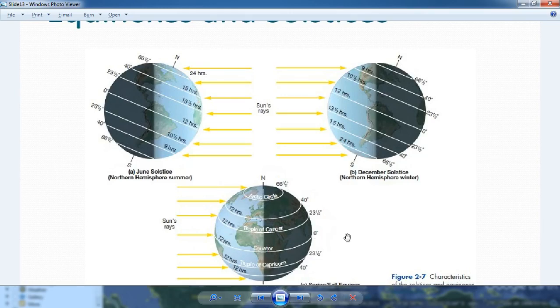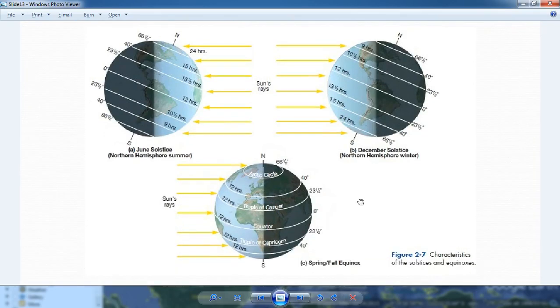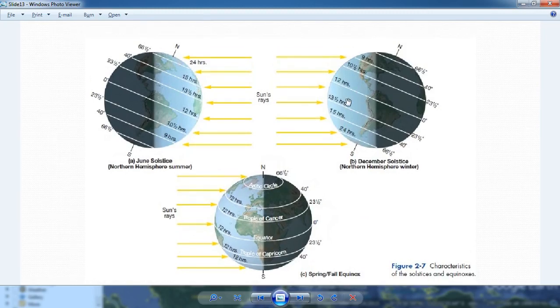So if you are sitting on top of the equator, okay, the duration of day and night, regardless of season, will always be the same. Does that make sense? Okay?